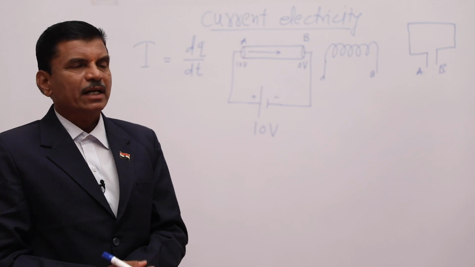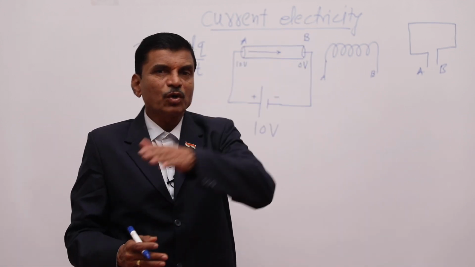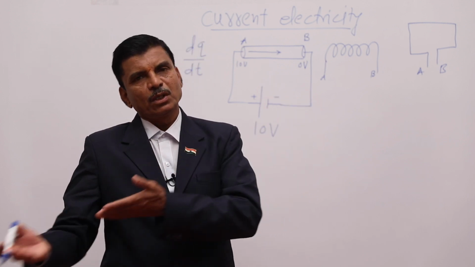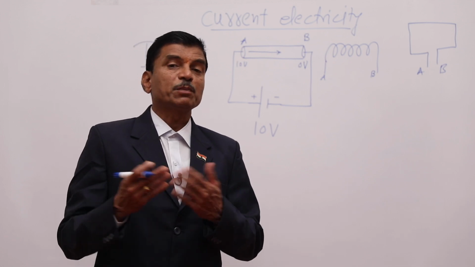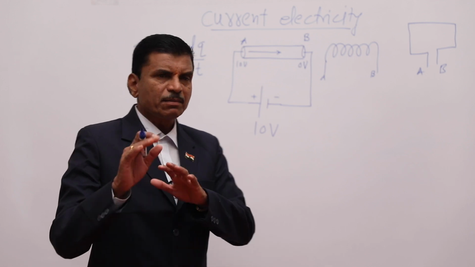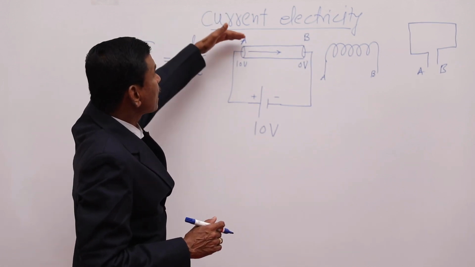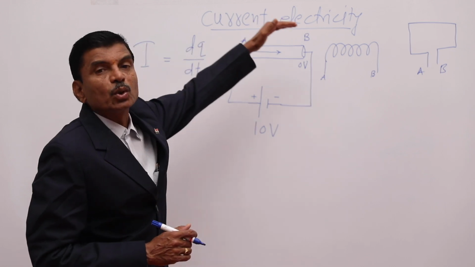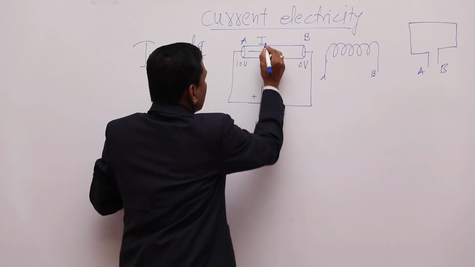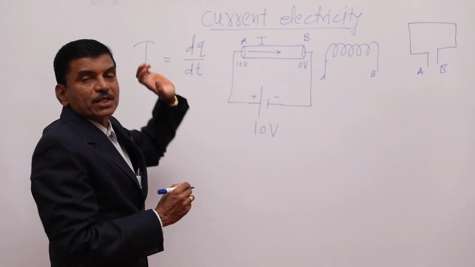Actually, electric current, water or heat flows from higher to lower. We know that water flows from higher gravitational potential to lower gravitational potential. Heat flows from higher temperature to lower temperature. In a similar way, electric current in a conductor flows from higher electric potential to lower electric potential. So let this be current I. But what is current I? Current is the rate of flow of charge.